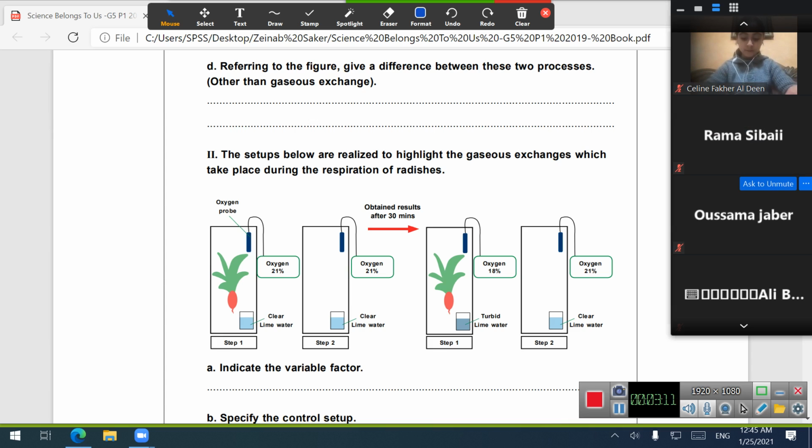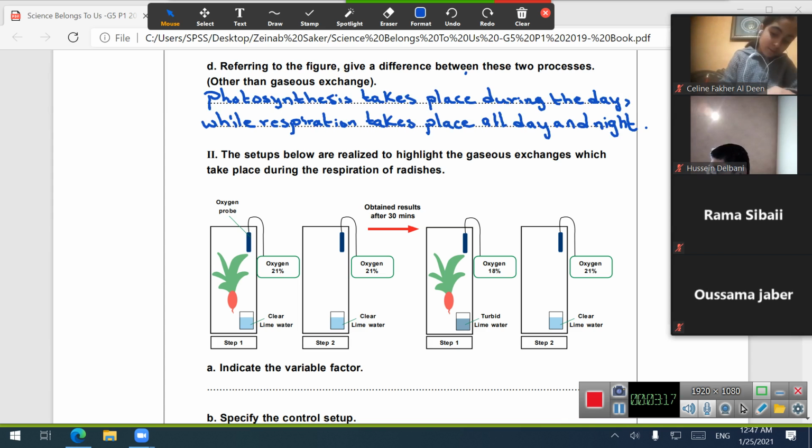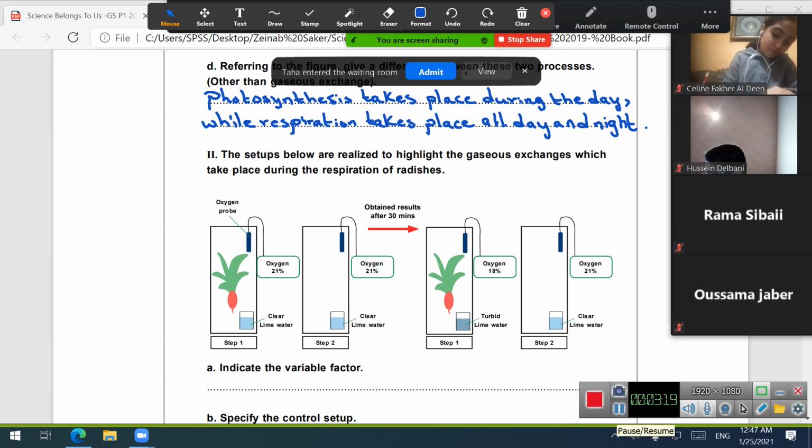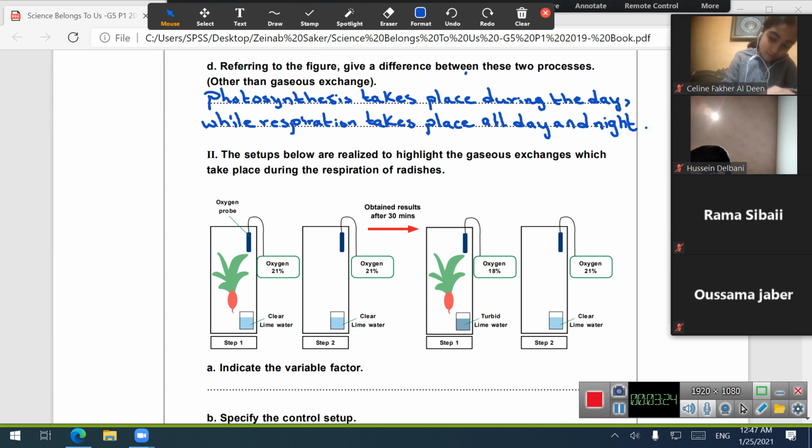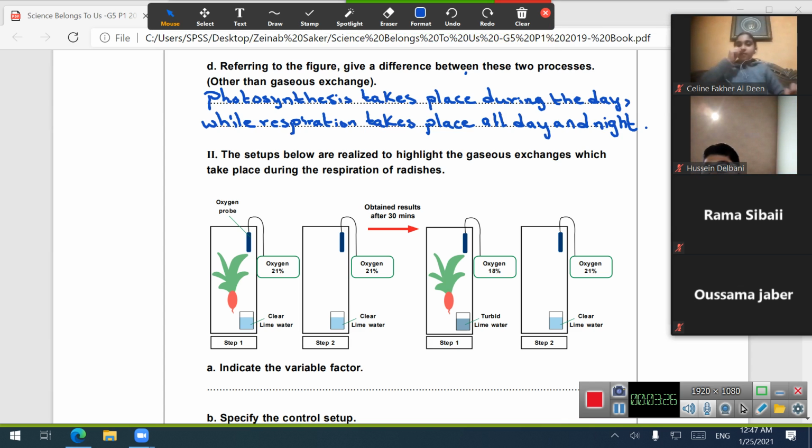We can write only one difference, but we have many choices to write during the exam. So photosynthesis takes place during the day time only in the presence of sunlight, while respiration takes place all day and night. When we finish writing part D, we have to move into part 2 or number 2.